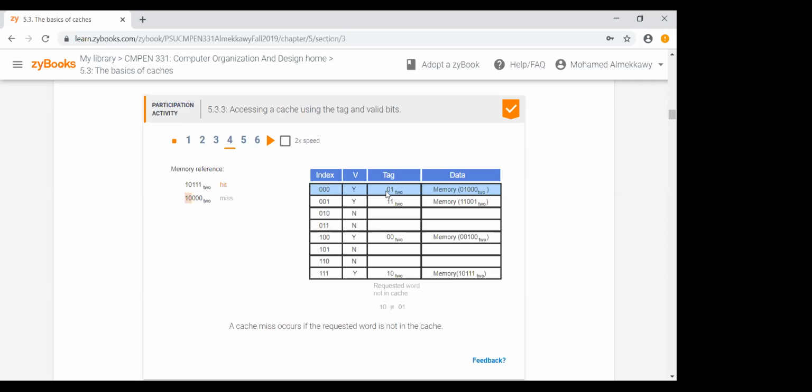And if I miss, what do I need to do? Just go to the main memory, bring the data, copy it to my cache. So if I miss, I have to fetch it from the memory, and now I overwrite whatever I have here with the new tag, and the data is valid.